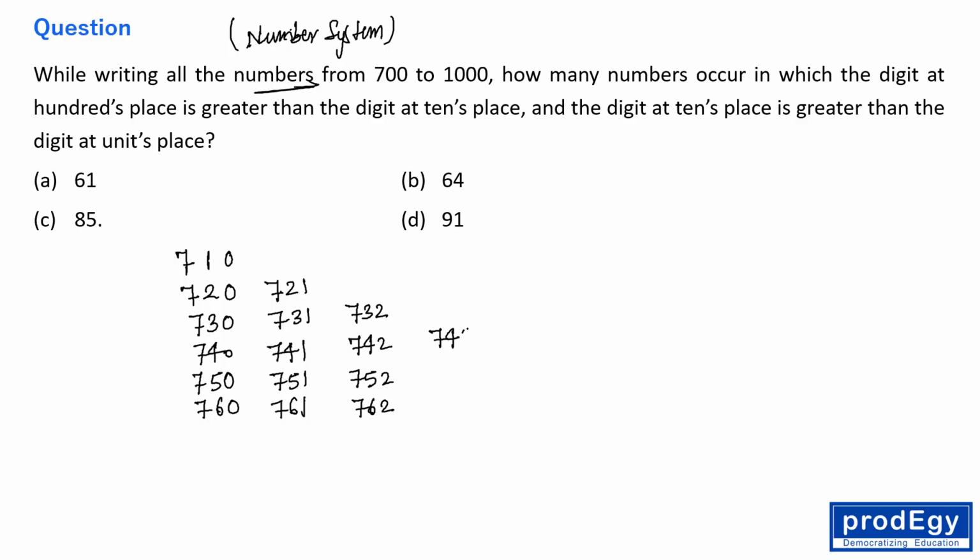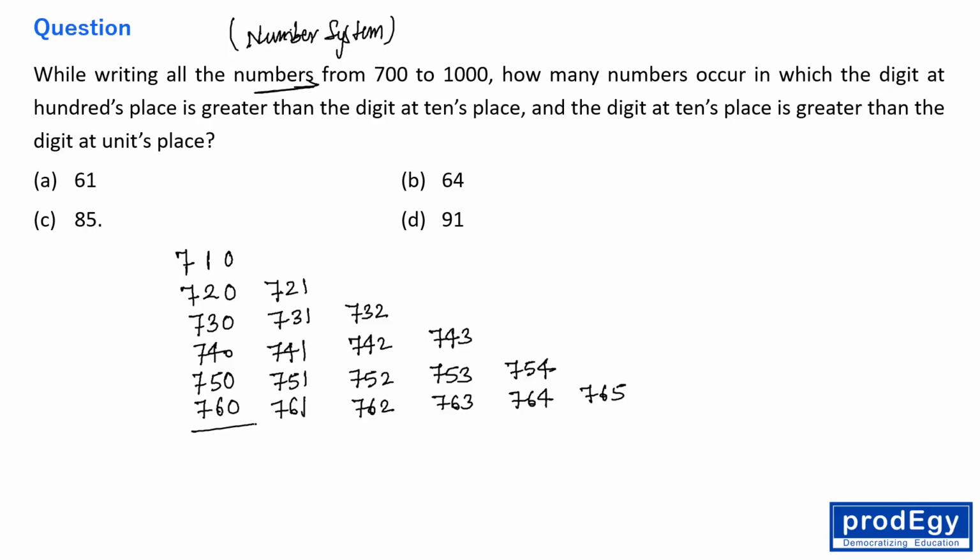So 743, 753 and 763. Let's talk about 4. So 754, 764, and let's talk about 5. So 765. Okay everyone, so in 7 now we are done.